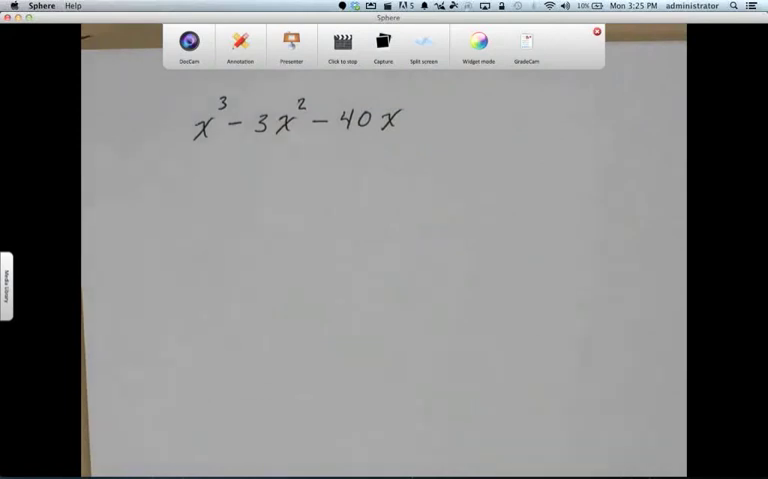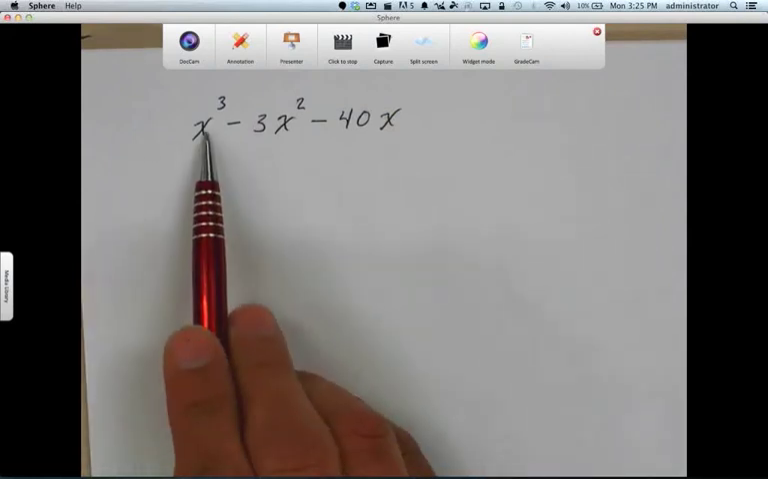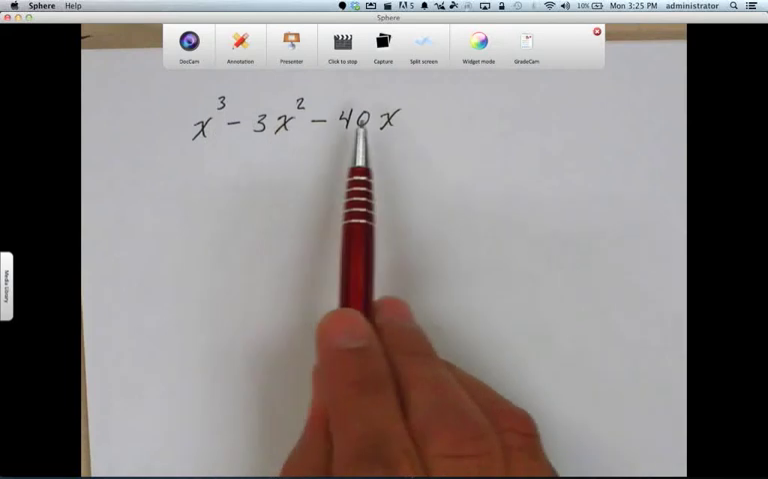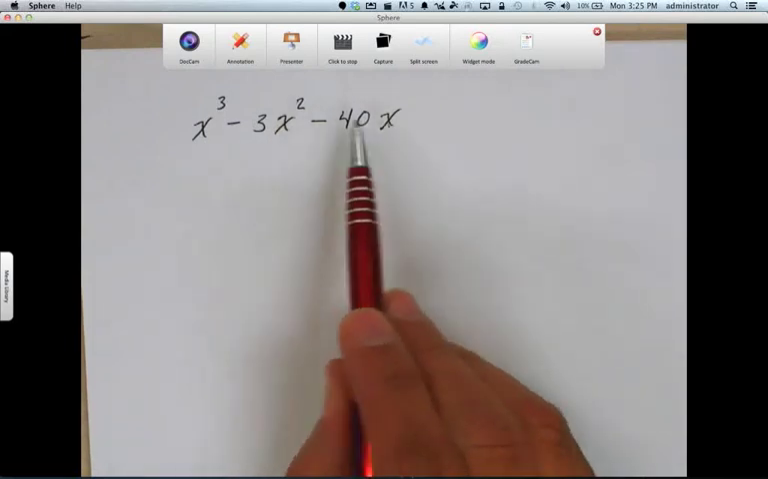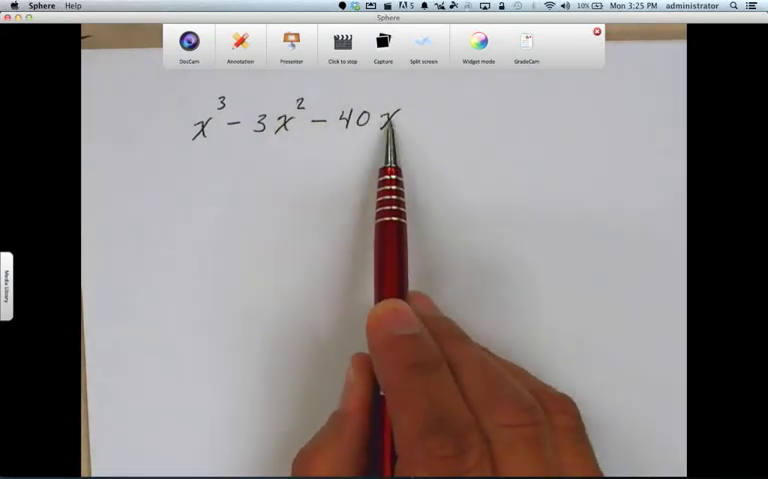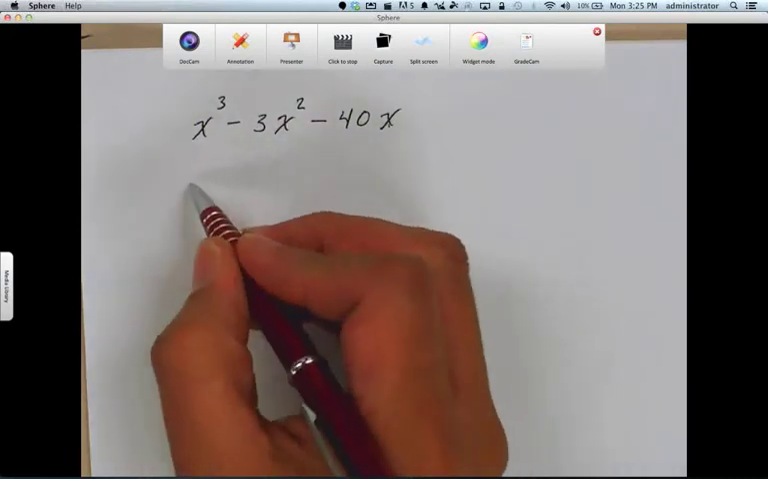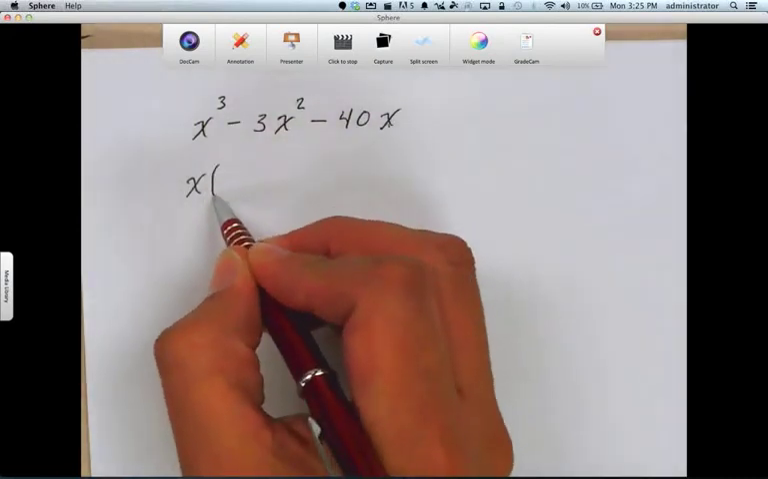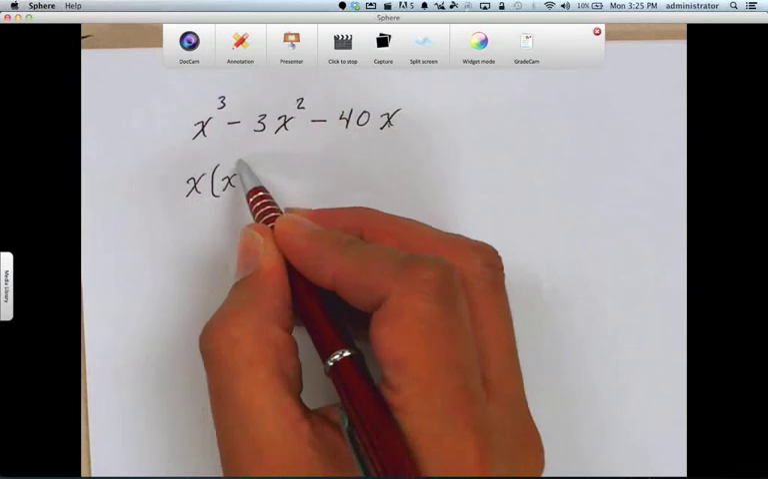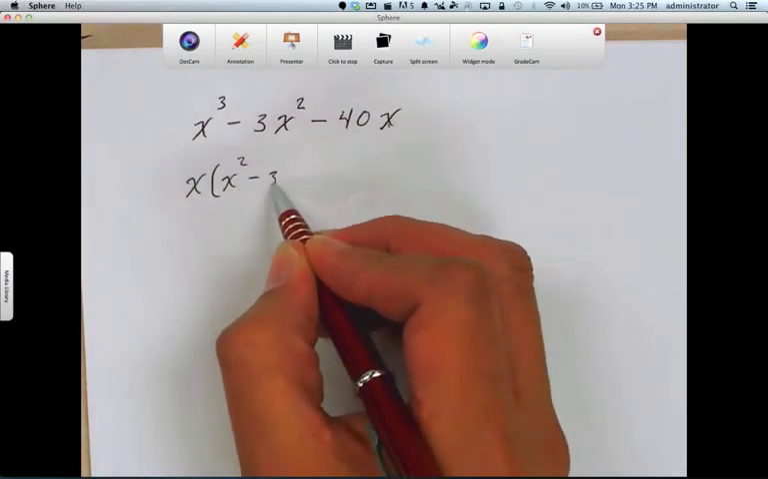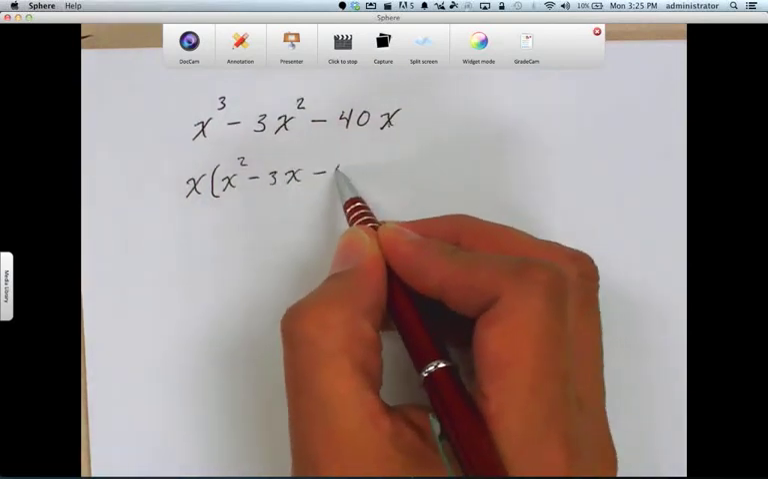Okay, today we're going to take a look at factoring a problem like this, x cubed minus 3x squared minus 40x. If you take a look, I have an x cubed, an x squared, and an x. The first thing that comes to mind is that I can factor out an x. So when I do that, I end up with x squared minus 3x minus 40.